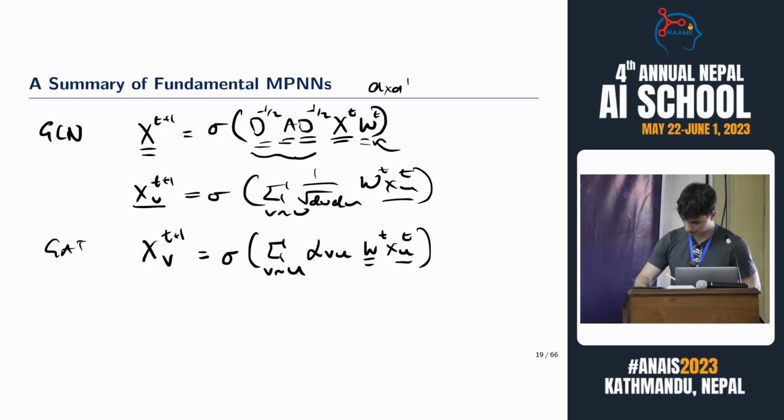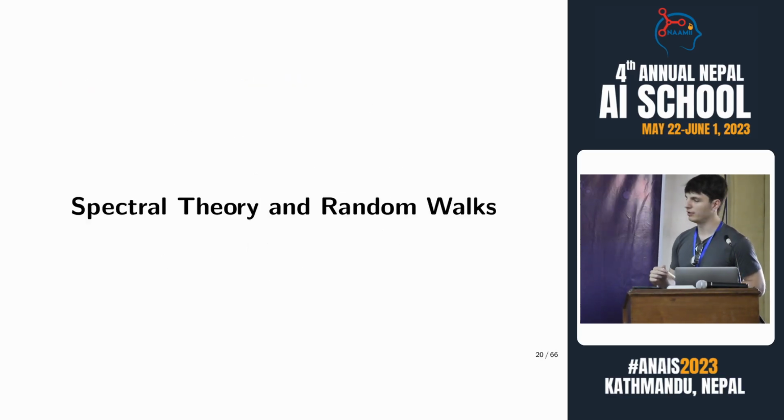Okay. Now we'll go a bit into spectral theory of graphs and random walks. This is very introductory, but it'll be useful for what we want to talk about next.